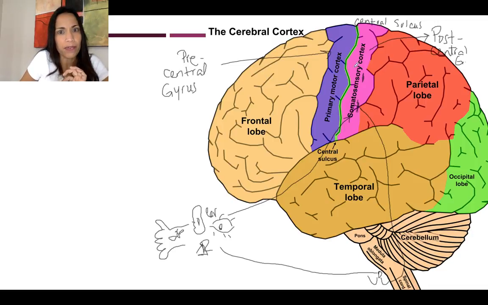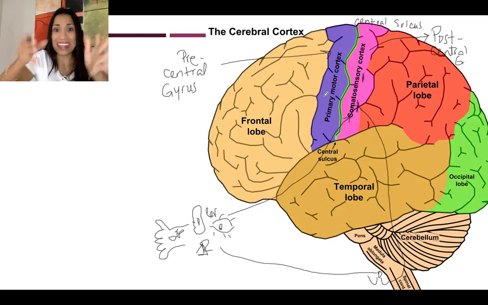Conveniently located right in front of that is the primary motor cortex. So when this information is integrated, the primary motor cortex is the one sending out a motor command. If it's relevant or bothering to our cerebral cortex, we are going to swat this mosquito or this fly away. The order for the contraction of the muscles of the arm to swat that fly comes from the primary motor cortex.